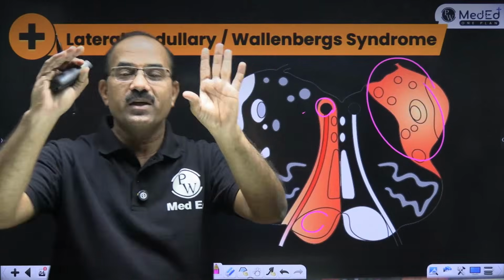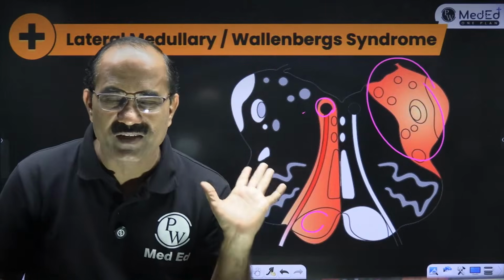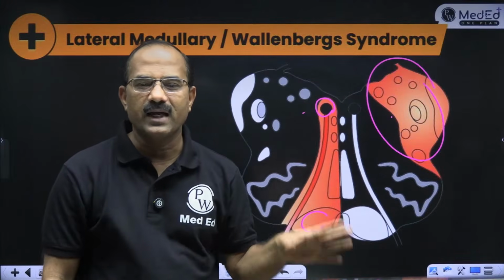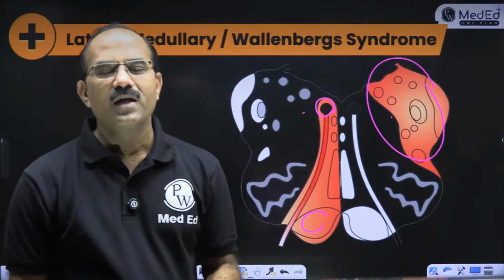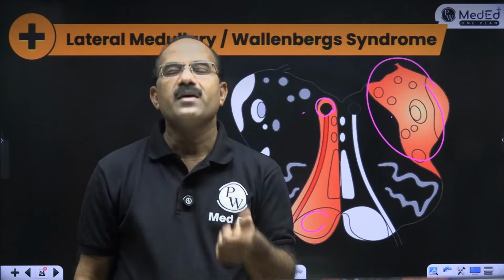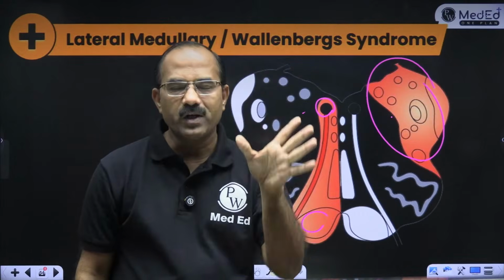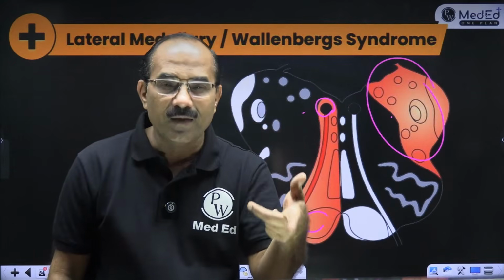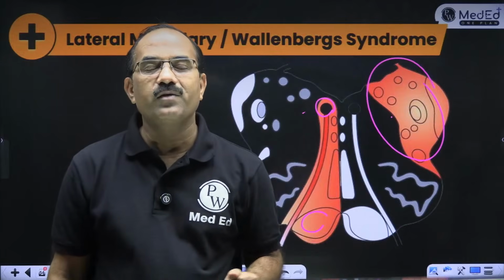ठीक है बच्चों, ये कुछ important syndrome याद रखना. Medial medullary syndrome याद रखना. Lateral medullary syndrome याद रखना. Lateral medullary syndrome is also very important. Lateral medullary syndrome में what is gone? The nucleus ambiguus is gone. So there's dysphagia, dysarthria.